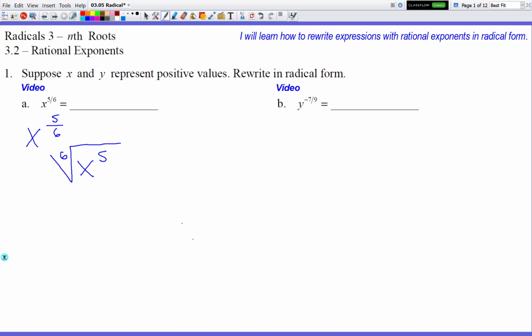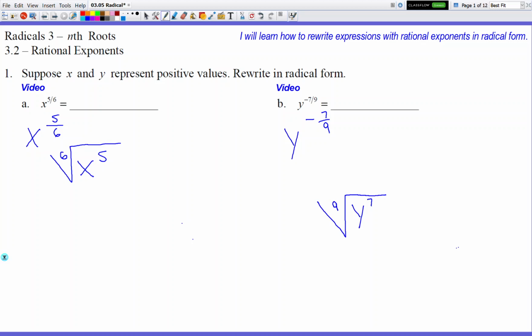Okay, all right, letter B. This one is y to the negative 7/9 power. The top of the fraction, same thing. We still have 7 y's, so I'm going to write 7 y's. The bottom of the fraction still tells me what kind of radical it is. It's a 9th root radical, so make a big radical symbol and put a 9 in that little spot.